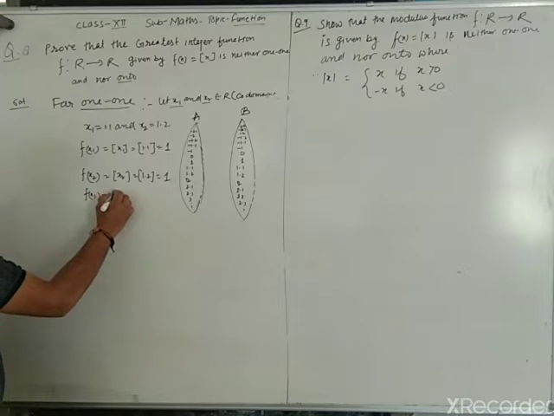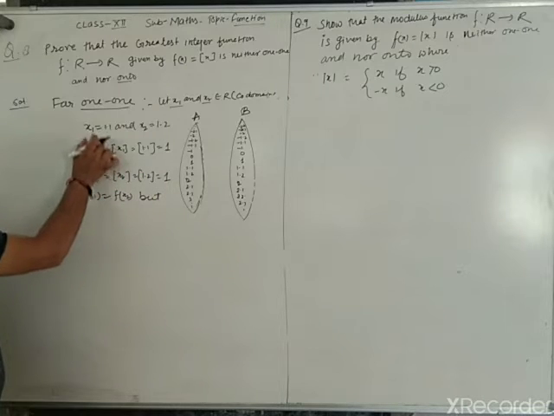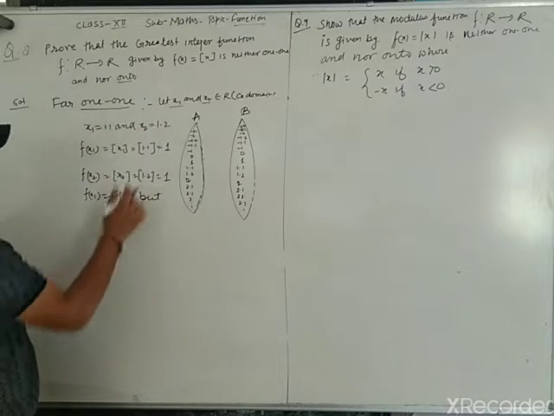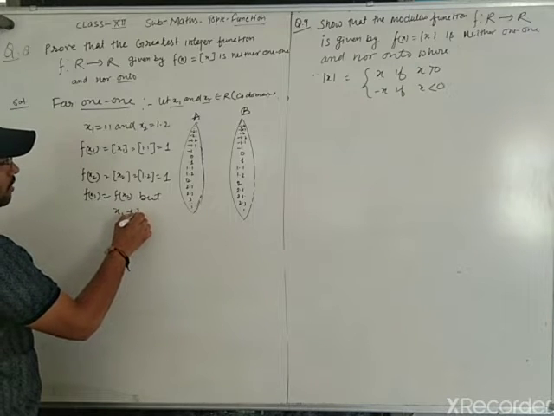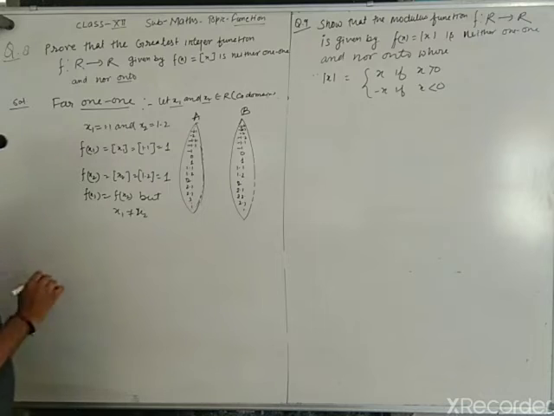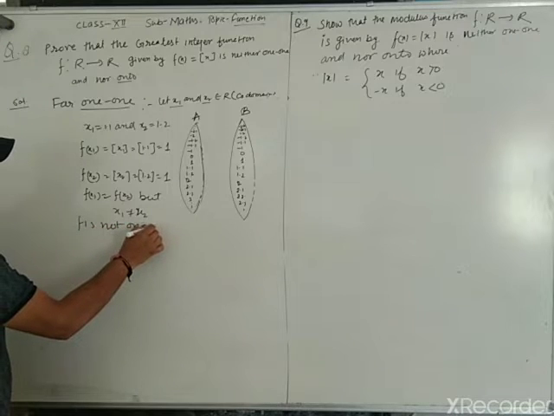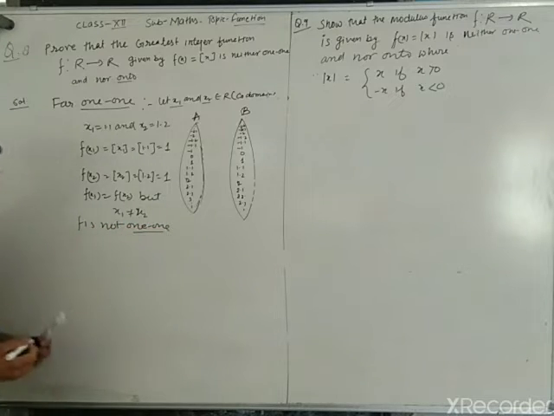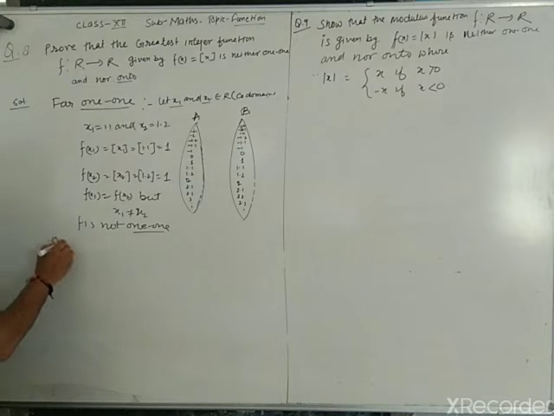Okay, overall what? f(x1) = f(x2), but just look at that. What is x1? 1.1. What is x2? 1.2. But x1 is not equal to x2. So we can say that f is not one-one. Clear? f is not one-one. Clear? Now we go for the onto function.